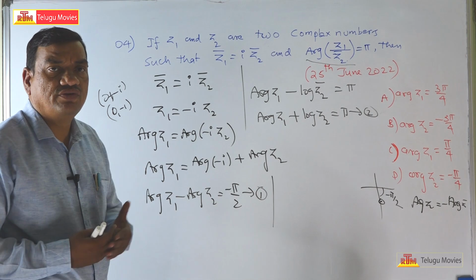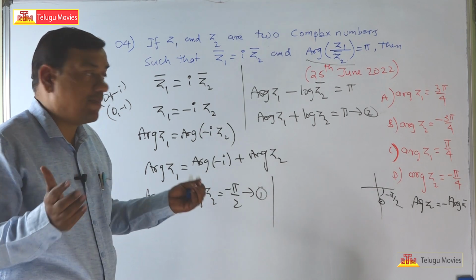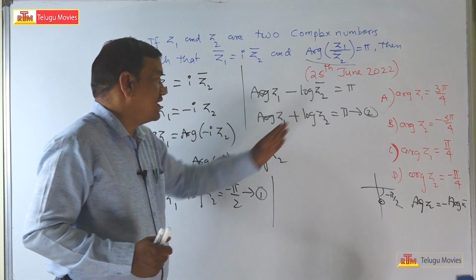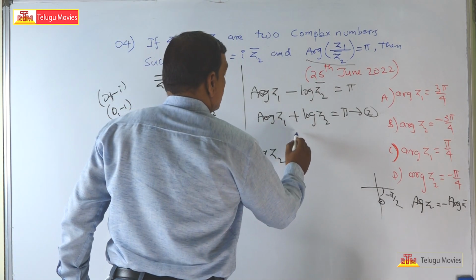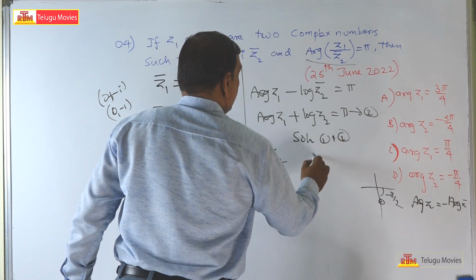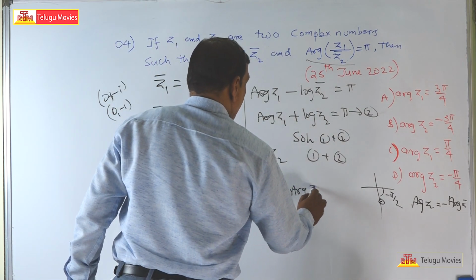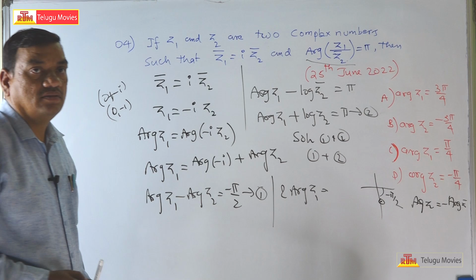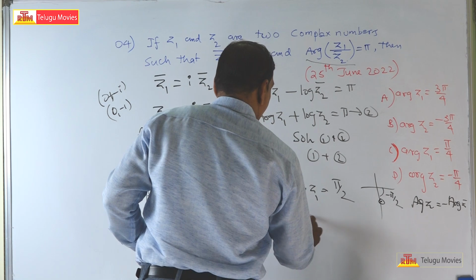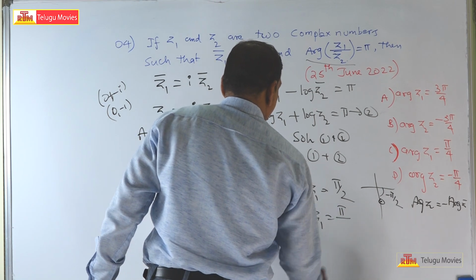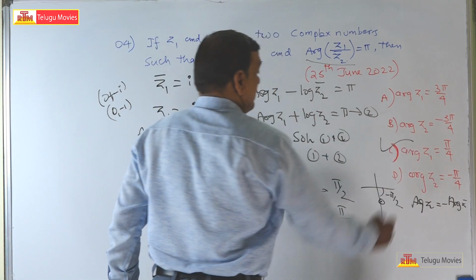If you solve these two equations, you will get argument of Z1 and argument of Z2 separately. If you add these two equations, the plus and minus will get cancelled, giving 2 times argument of Z1. So solving 1 and 2, just add 1 and 2. Therefore the minus will get cancelled, and 2 times argument of Z1 is equal to pi minus pi by 2, that is pi by 2. Therefore argument of Z1 is equal to pi by 4. So one answer we got: argument of Z1 is equal to pi by 4 is your answer.